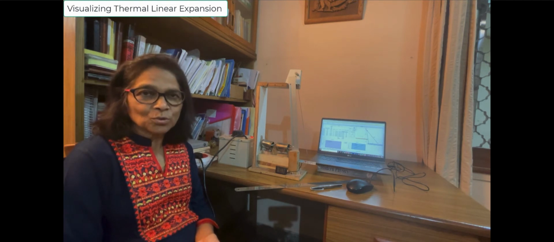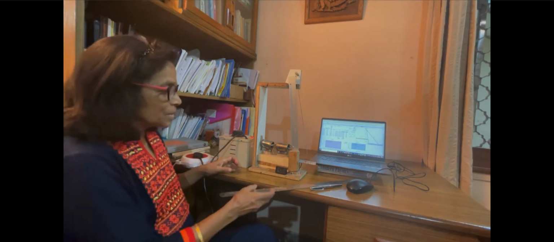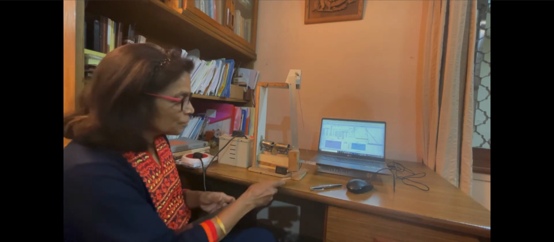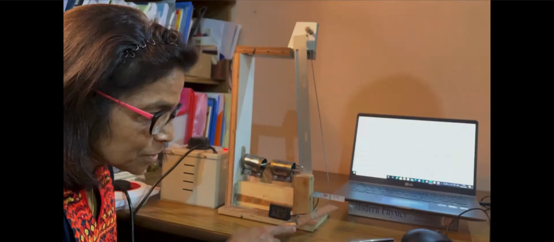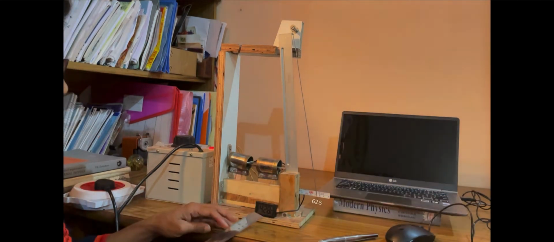I would like to show that in a small demo with material made at home. Please watch the pointer over here. The pointer is moving over the scale. Right now it is at 62.5. Maybe after a couple of minutes, I will see the reading once again. Please remember 62.5.